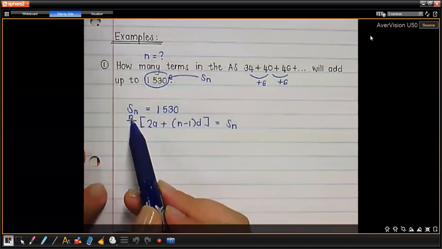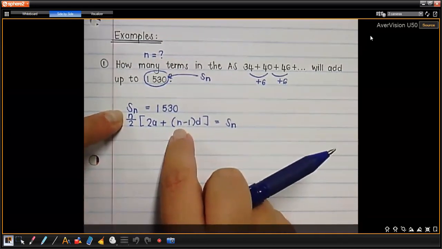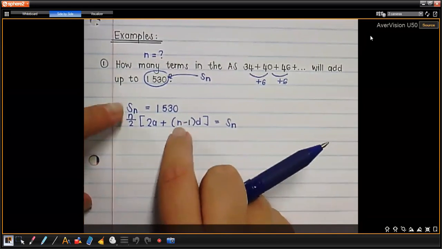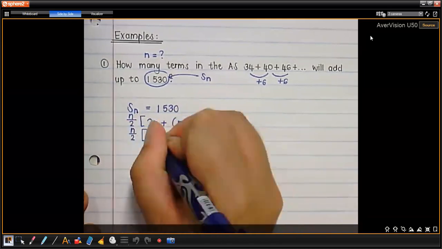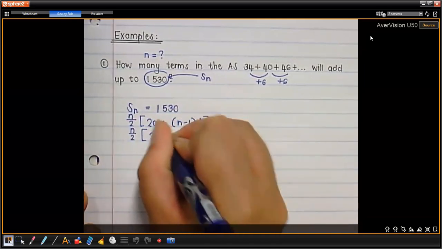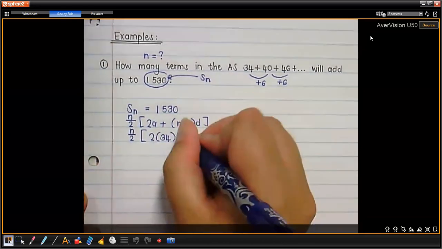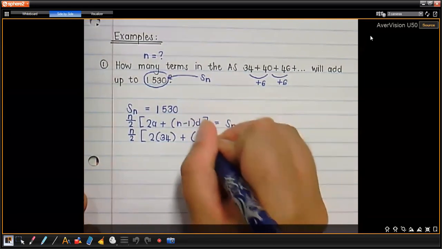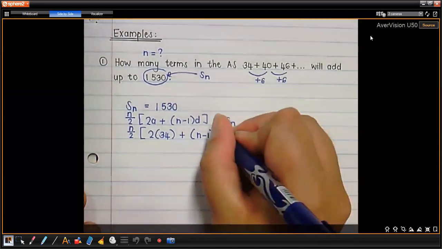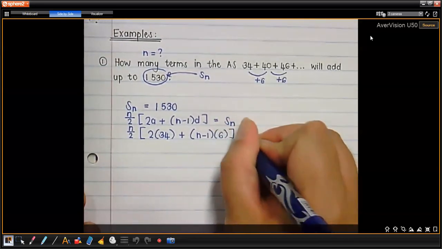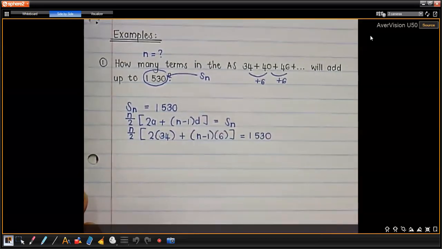Remember, n is what we're going to calculate. We don't know what that is. Now, do we notice that we have two n's in this formula? So we're going to have n's in two places. So we have n over 2 square bracket 2 times a, which is 34 for this number pattern, plus n minus 1, which stays n minus 1 because we don't know what n is, times 6. That is equal to 1,530.